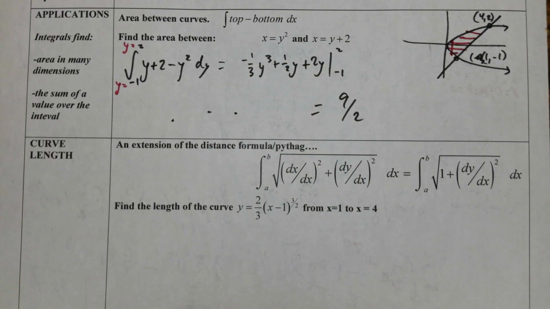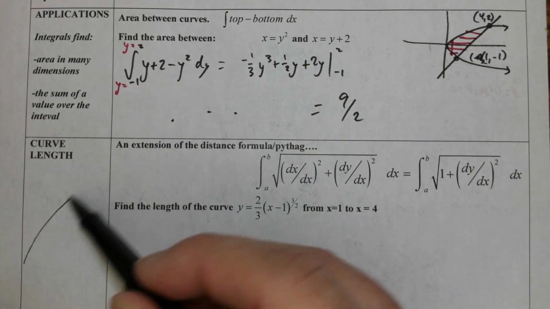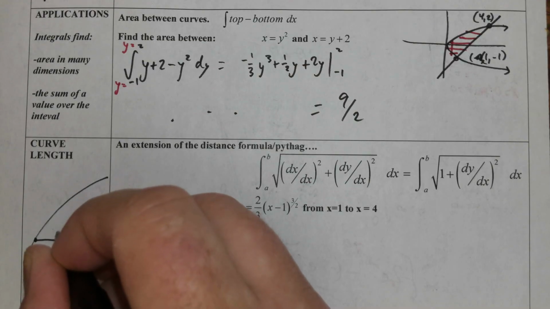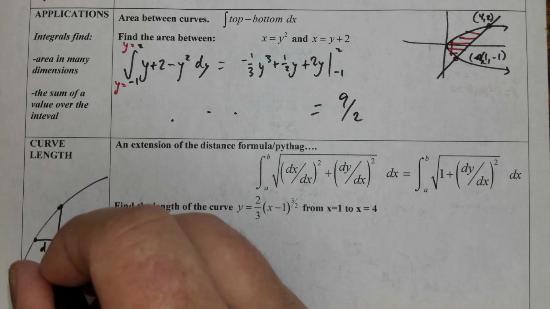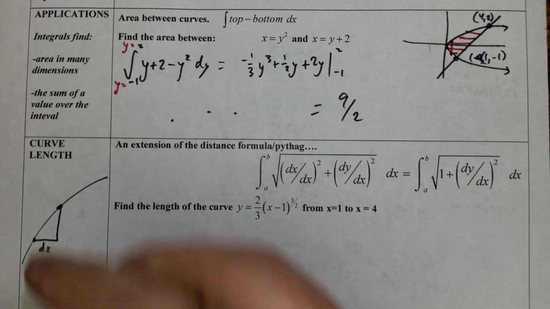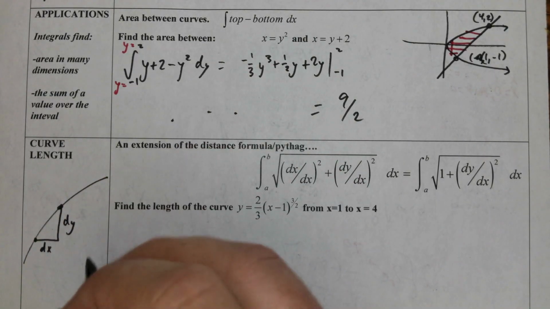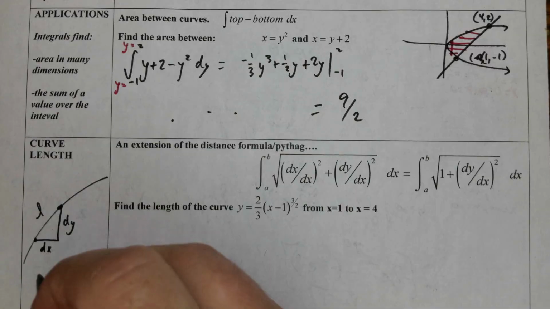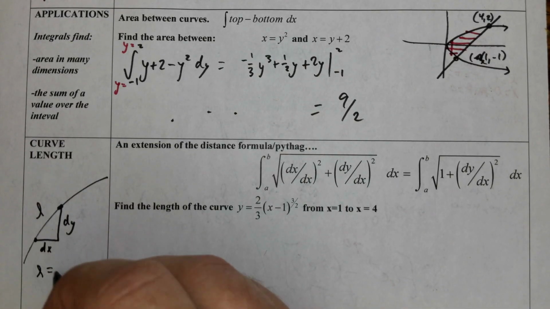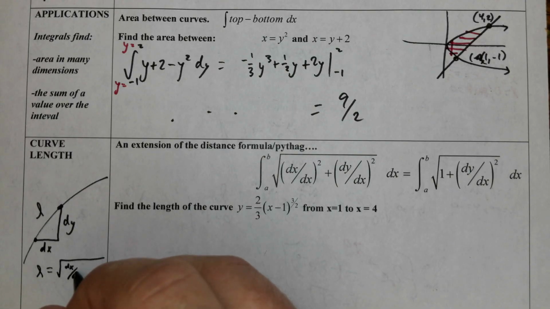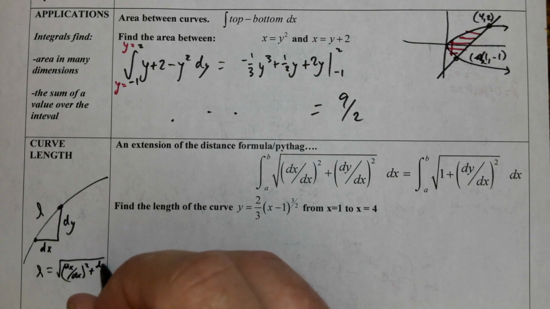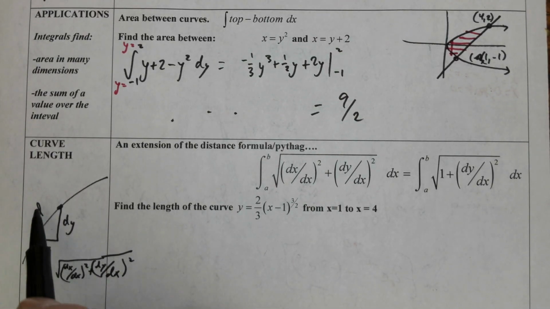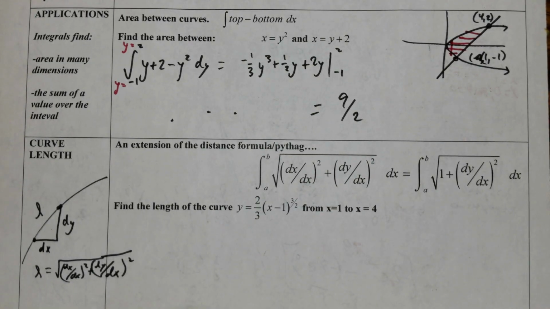Last but not least, we have curve length. Again, the concept behind curve length is that I have this curve, and I can break it up into infinitely small pieces where I have my dx change, my dy change, and I could measure this length. And again, this is just Pythagorean theorem. L would be the square root of dx squared plus dy squared, right? A squared plus b squared equals c squared, and square rooted across.